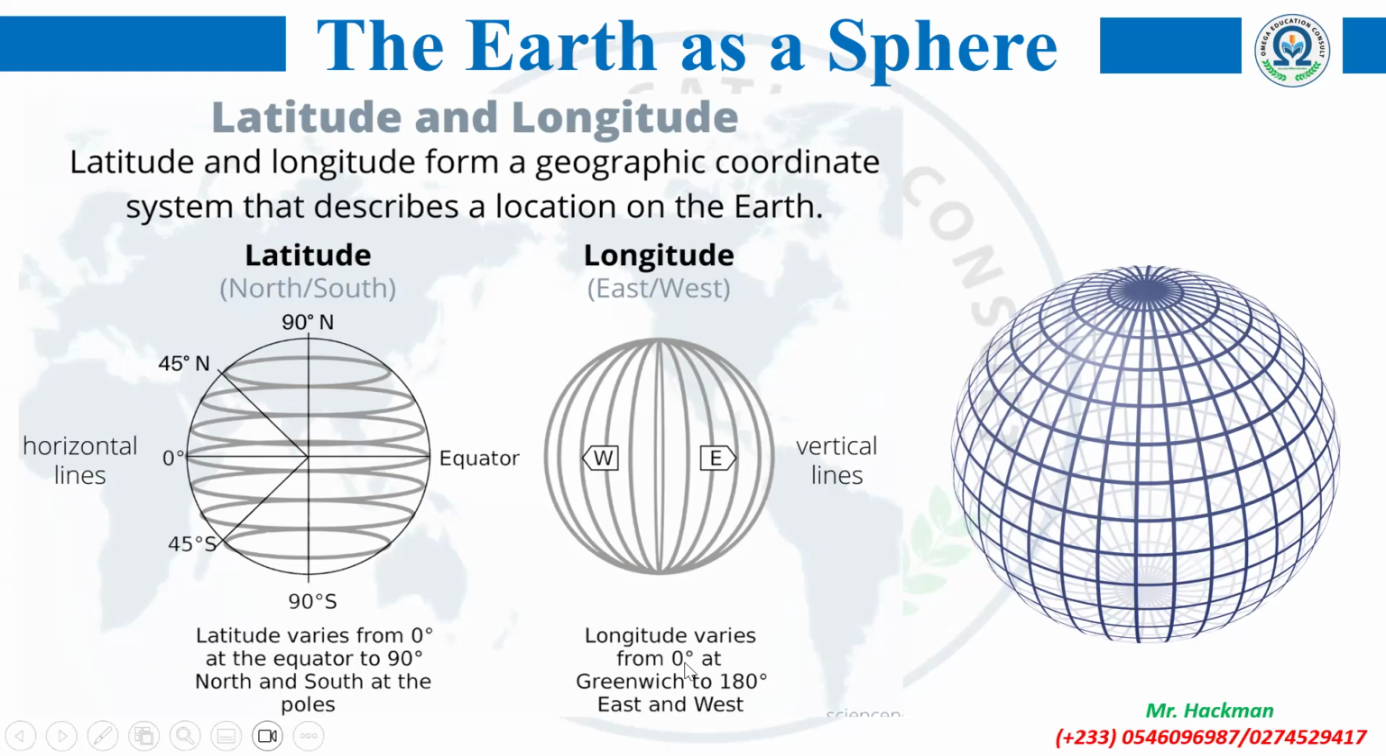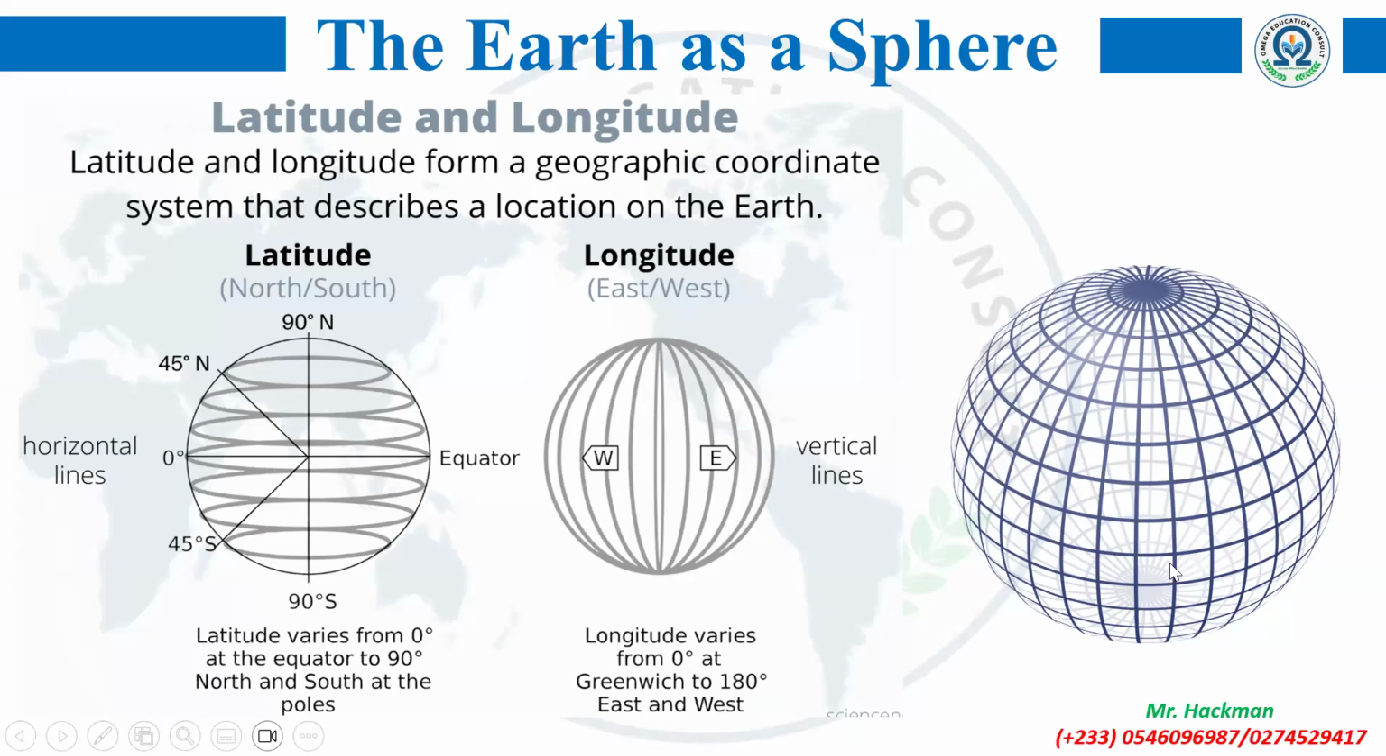The angle will be measured from 0 up to 180. If you look at this critically, it means your Greenwich Meridian will be 0. The farther you move away, the bigger your angle. In the same way, the farther you move away from the equator, the bigger your angle, up north and down south. Please take note.